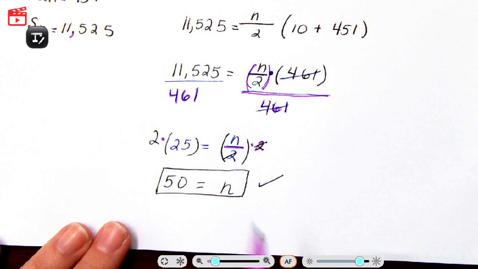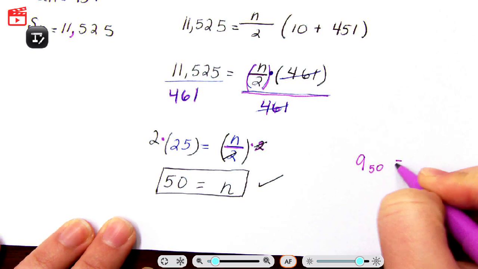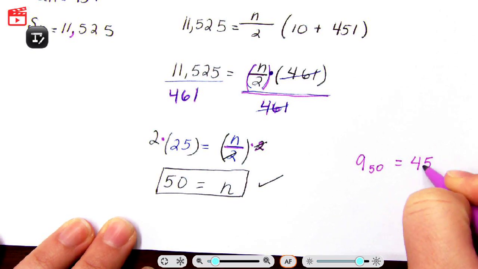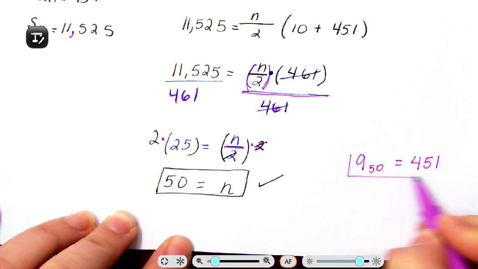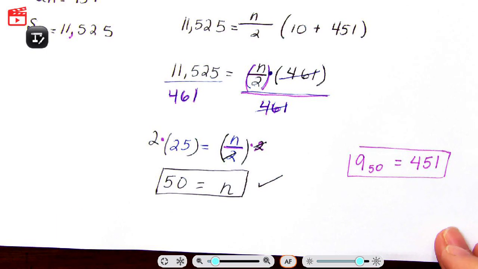That means a sub 50 is 451. So 451 is in the 50th position.